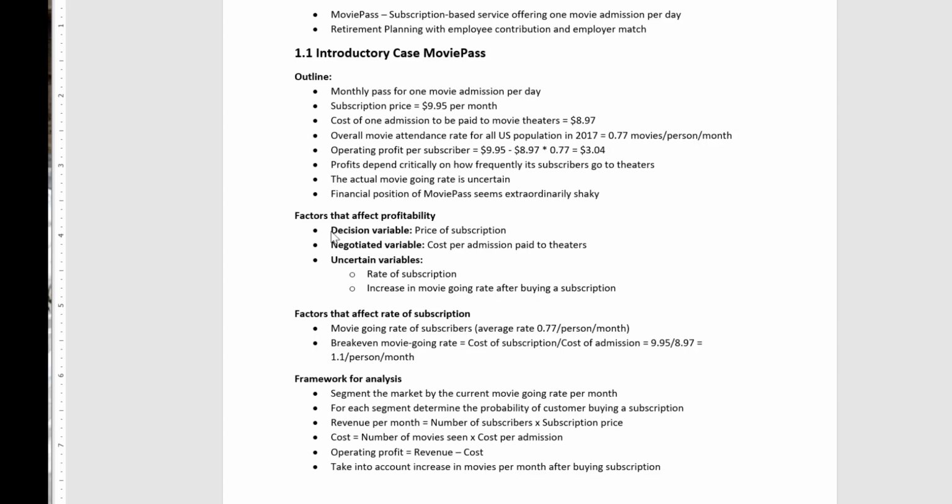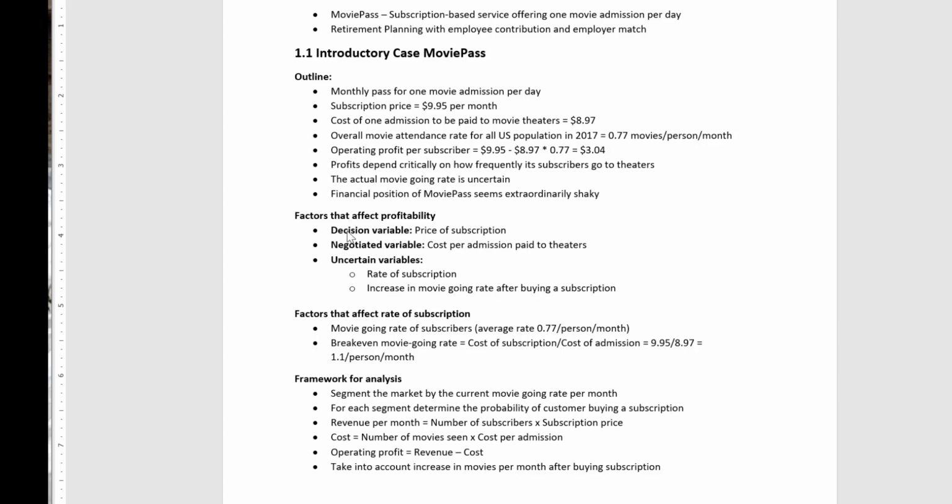Okay, the decision variable is the price of the subscription. You can increase the price from $9.95 to whatever amount. Okay, and you can negotiate the cost of admissions. Now we can run what-if analysis with the model for these two variables.